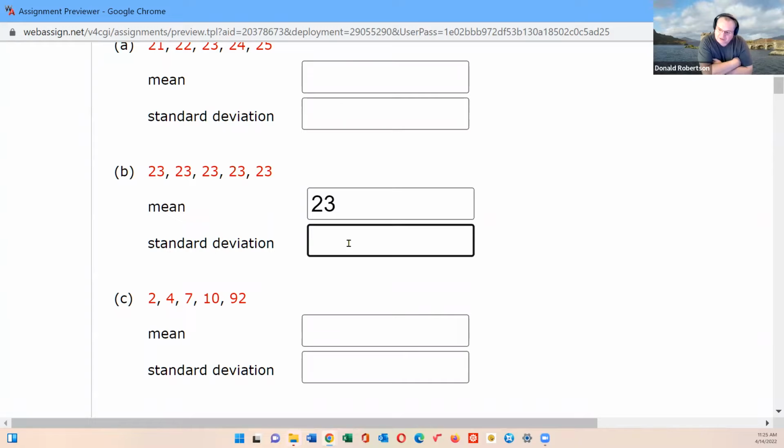Now, the standard deviation is a number that tells you how spread out the data is, right? And it's always positive. So what do you think the standard deviation for those numbers would be? 0. And you would be right. Now, that one and that one, you're going to have to use the calculator, right?